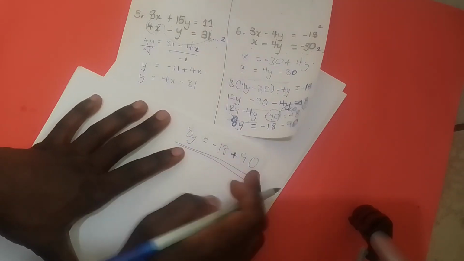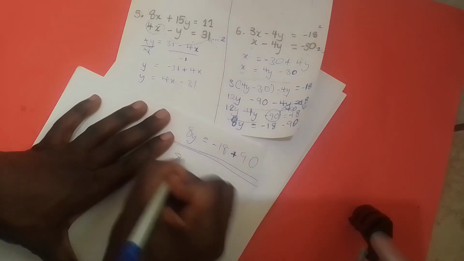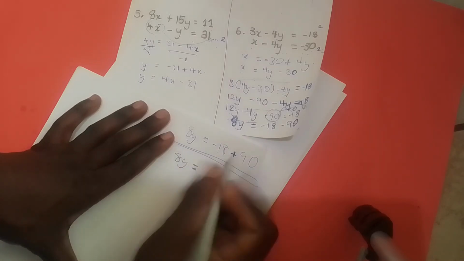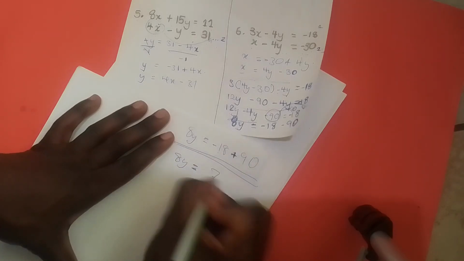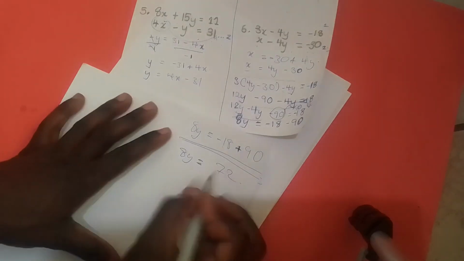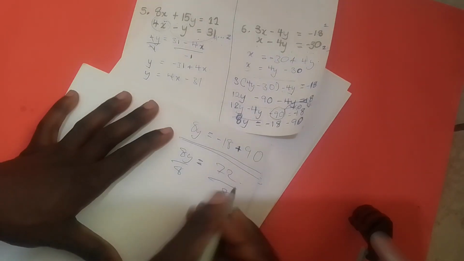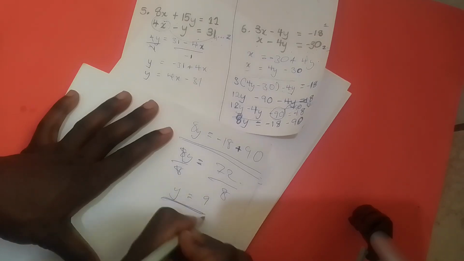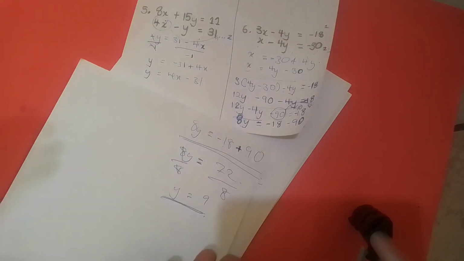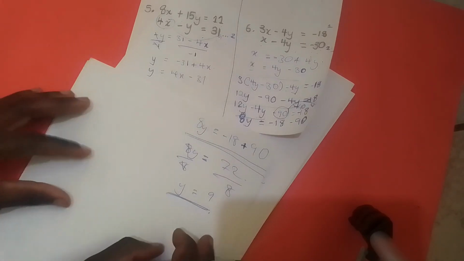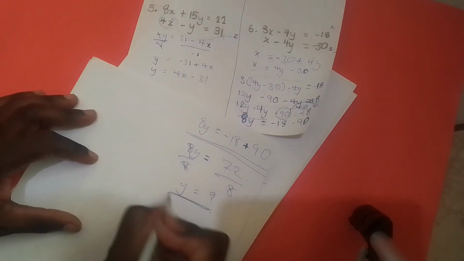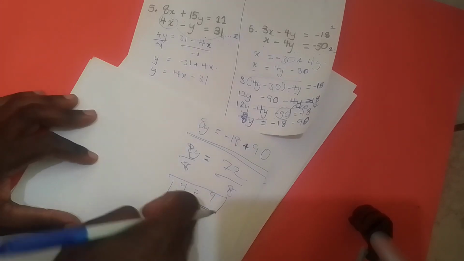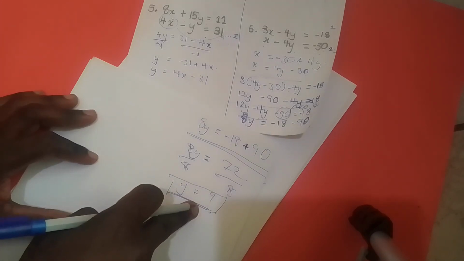8y is equal to negative 18 plus 90. So 8y is now equal to what? Negative 18 plus 90 is equal to 72. It's 72 divided by 8. Y is equal to what? To 9. You are now a happy guy. In an examination, a mistake like that costs you marks. Since you have found y, you still need to find x.